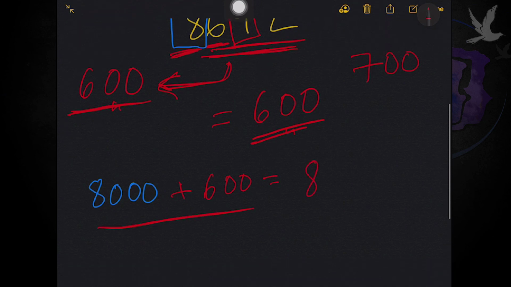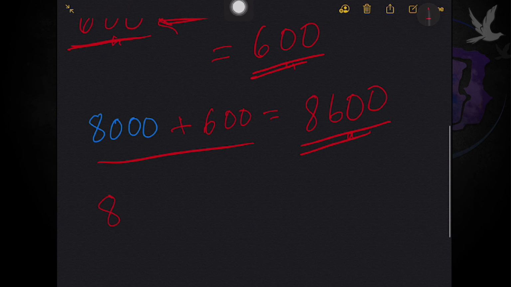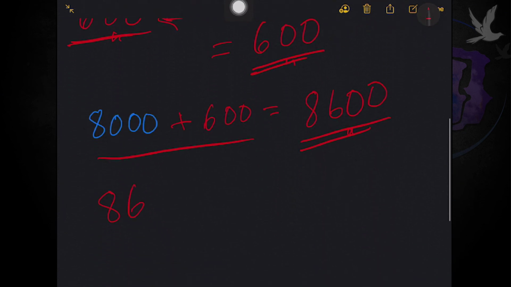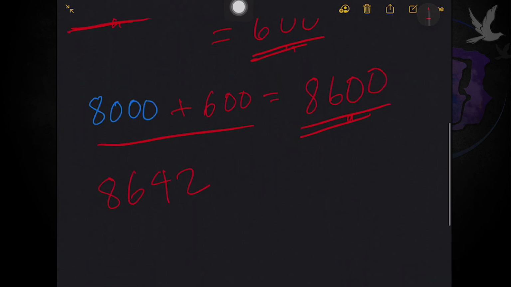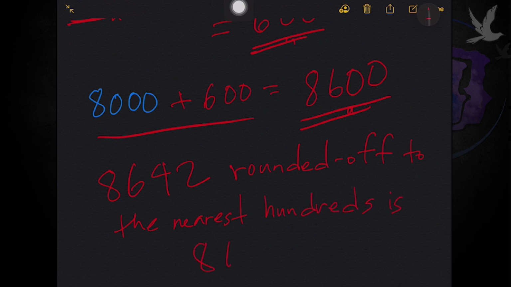This will give us 8,600. So, just to write it in a sentence, 8,642 rounded off to the nearest hundreds is 8,600. So that is it.